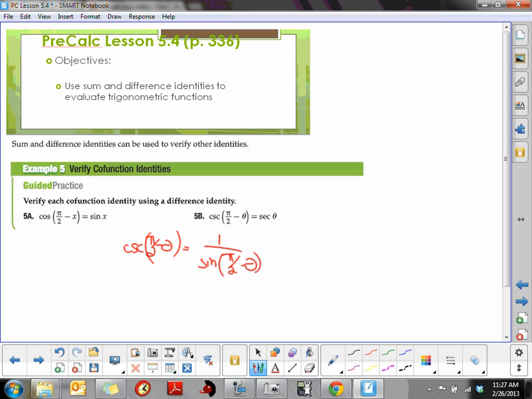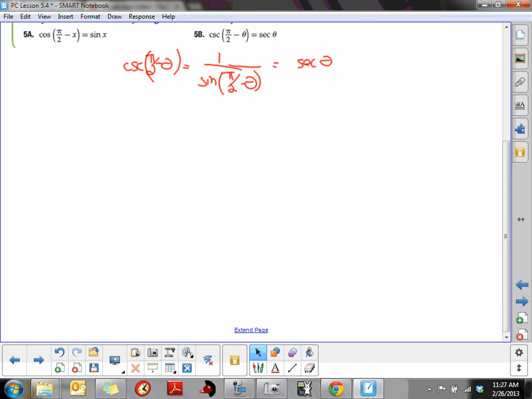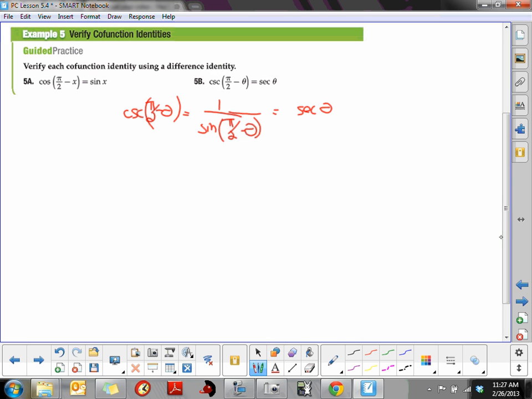So we're going to first apply a reciprocal identity, and then try to prove that it ends up being equal to the secant of the angle theta. We just have to work with this fraction a little bit. It's equal to 1 over the sine of a difference, so take the sine of your first angle, which is pi halves, times the cosine of your second angle, which is theta. Then subtract the cosine of your first angle, pi halves, times the sine of your second angle, which is theta. And we want to prove that that's equal to the secant of theta.